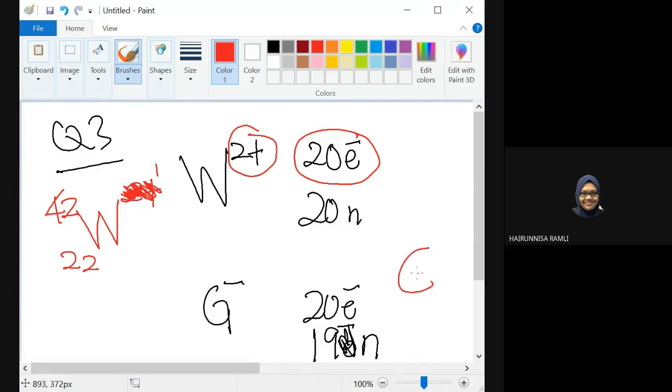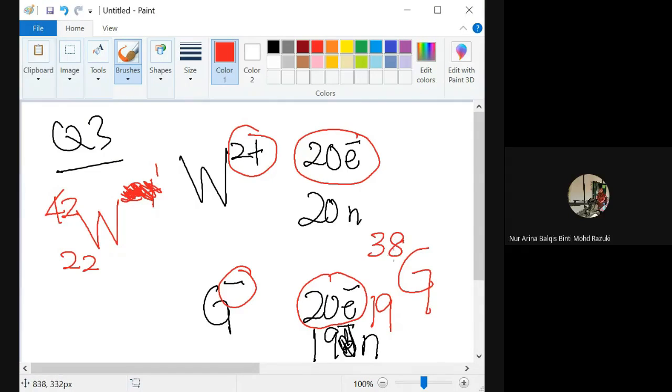So maknanya G proton 19. Okay, ni beza. Jadi ni negatif, ini 20 elektron. So you kena tolak lah. 19. So you punya mass number? 38. So semua okay eh? This one revision je kan? Okay, madam.